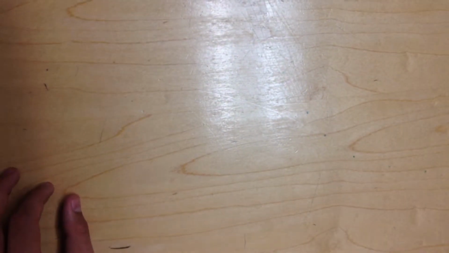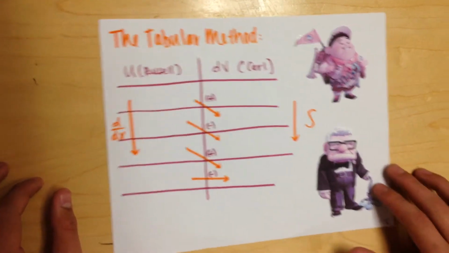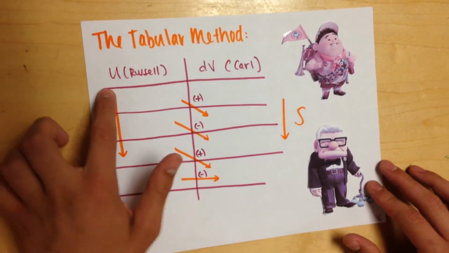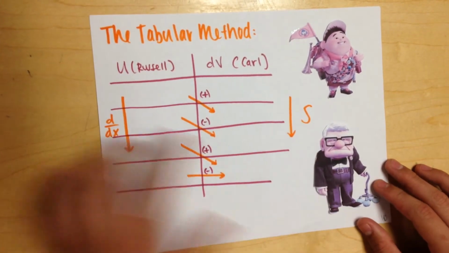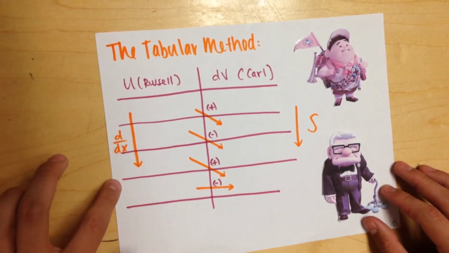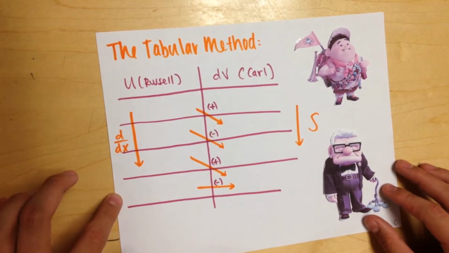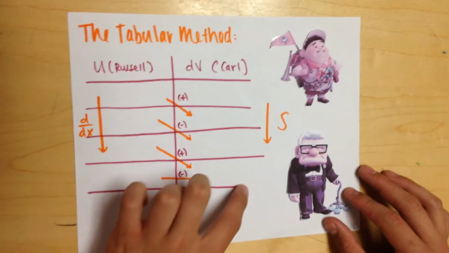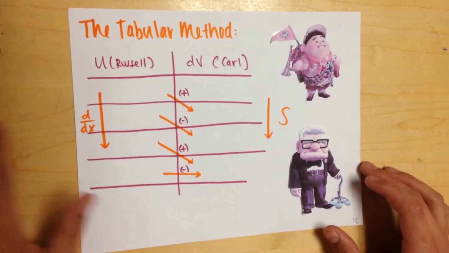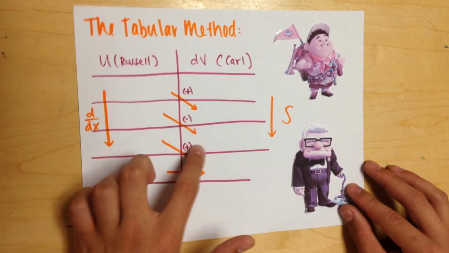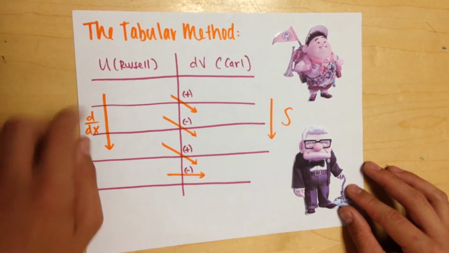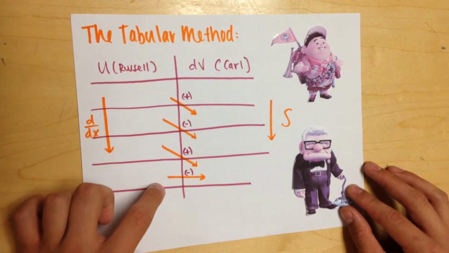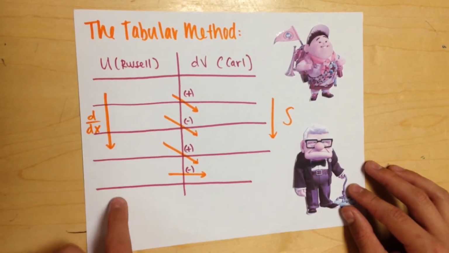Integration by parts can also be taught using the tabular method. To use the tabular method, you split u, which is Russell, and dv, which is Carl, into two columns. Russell is derived because he is trying to get his badge and mature, while Carl is integrated because he is trying to keep his promise to his wife. Multiply the diagonal boxes, which signify the events they experience on their journey. Both good and bad things happen, and this is why the boxes alternate between positive and negative.